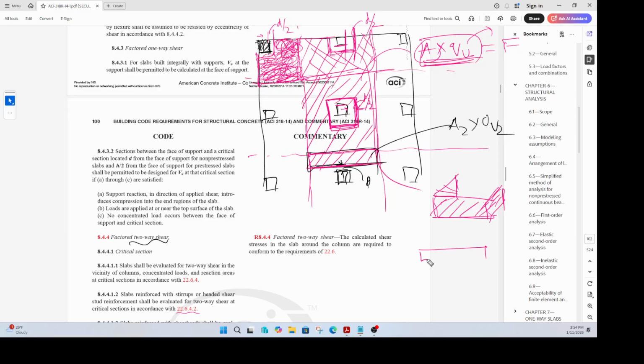So the critical edge will be something like that, right? You multiply these two, you get your force. You divide it by this area, you get your shear stress. Compare it with your shear strength and qualify the whole thing.